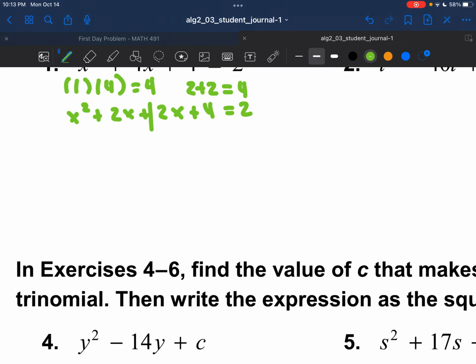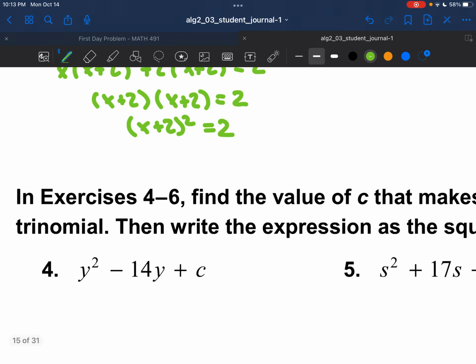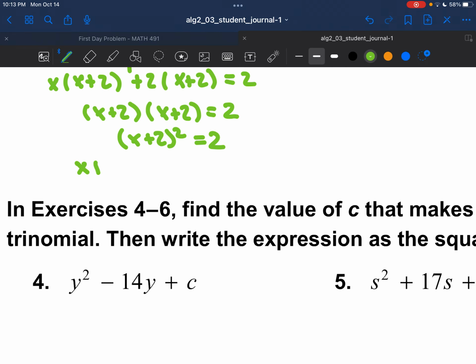I'm going to go ahead and split the terms. On the left-hand side, they have an x in common, so that's x + 2. On the right-hand side, they have a 2 in common, so plus 2, (x + 2) equals 2. Well, that's going to be (x + 2) times (x + 2) equals 2, which is (x + 2)² = 2.